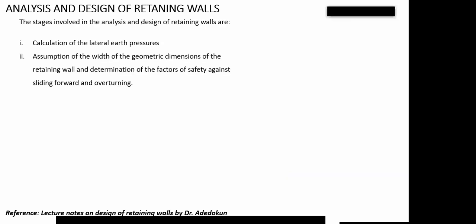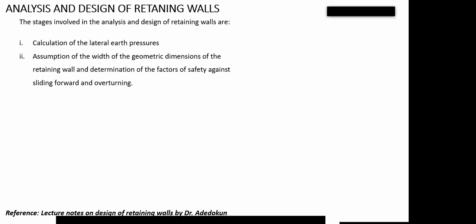All right, great. Analysis and design of retaining wall. So there are various stages involved in the analysis and design of a retaining wall. Your calculation of lateral pressures, which I've given a brief review on, and then your assumption of the width. Mostly when you design on site, as an engineer, you start by assuming, okay, let me start with this. But majorly, the lecturer actually gave us the dimensions.